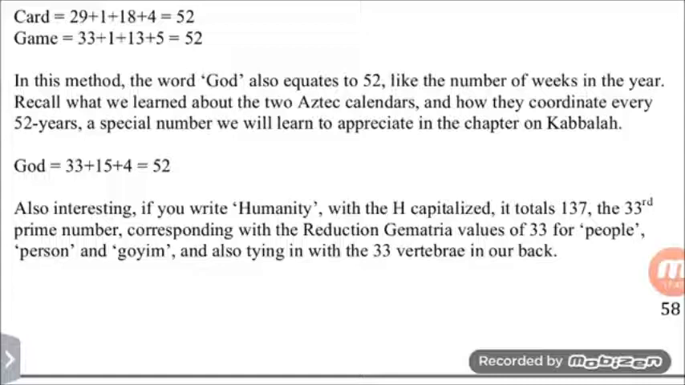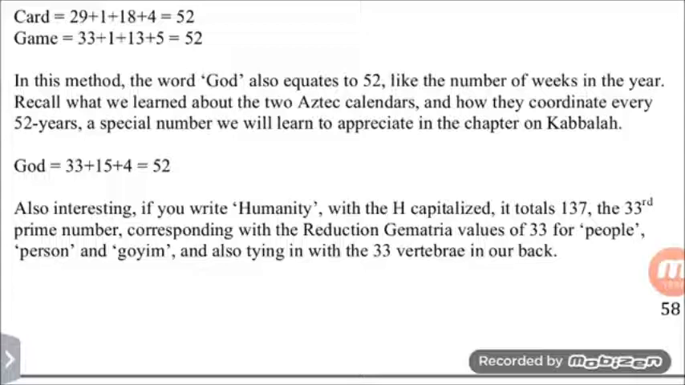In this method, the word God also equates to 52, like the number of weeks in the year. Recall what we learned about the 2 Aztec calendars and how they coordinate every 52 years, a special number we will learn to appreciate in the chapter on Kabbalah. God equals 33 plus 15 plus 4 equals 52.